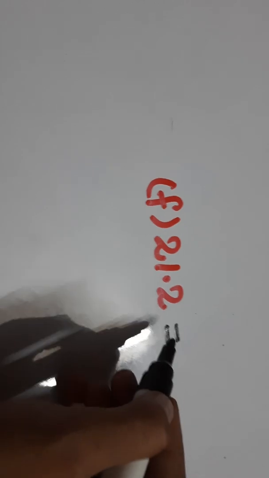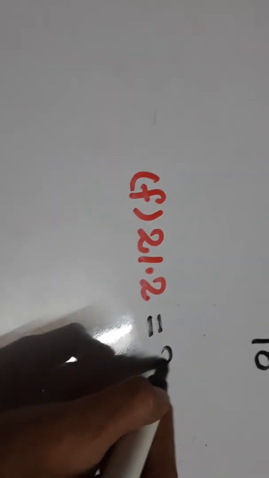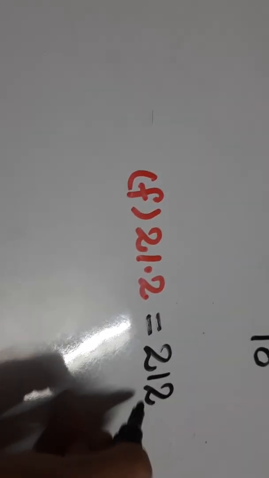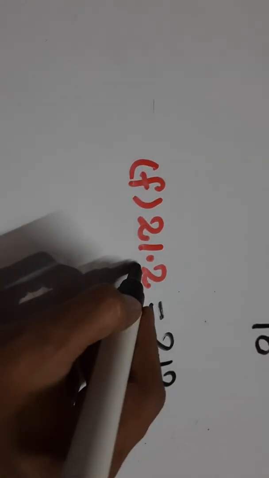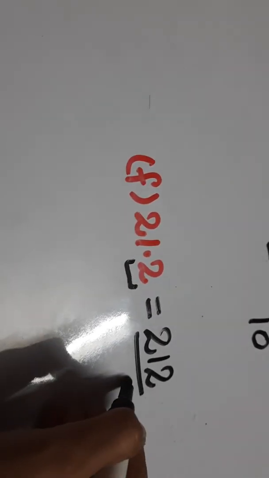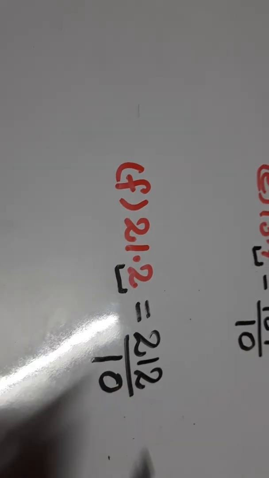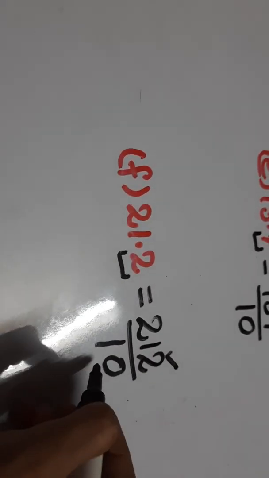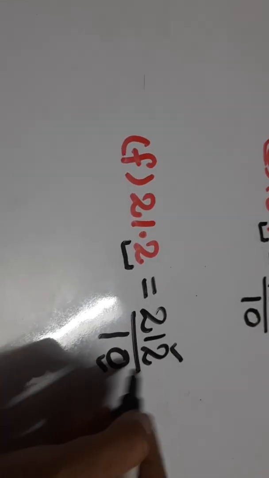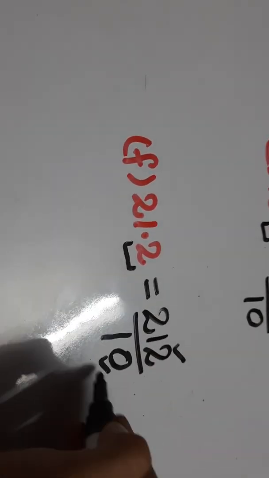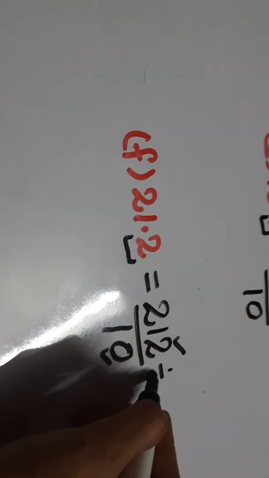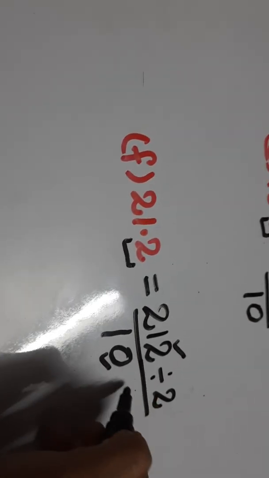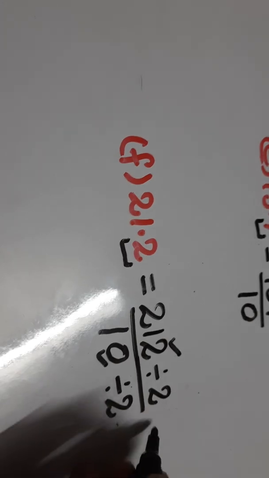Then next, 21.2. So first step, what is the first step? Remove the decimal. The number becomes 212 divided by. Now after decimal only one digit is there, so take 1 0, place 1. Now check, its ones digit is 2, its ones digit is 0. Both are even numbers, means we can reduce them by dividing them by 2. दोनों even है तो दोनों को हम 2 से divide कर सकते हैं.